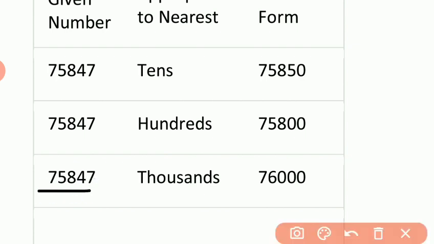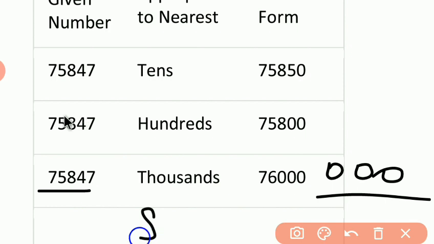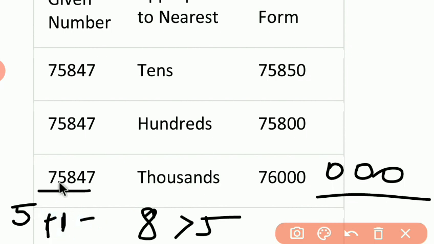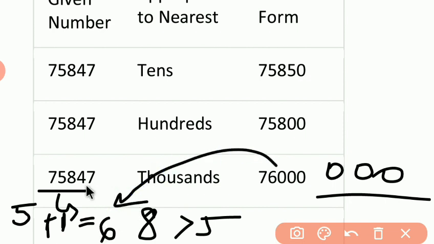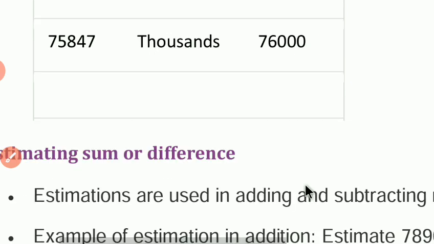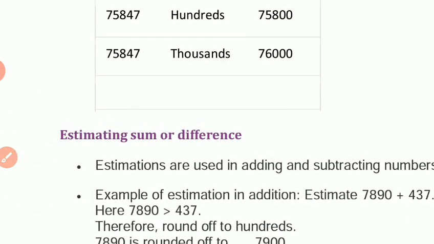Now we have to round off the same number to the nearest thousand. How many zeros are there in 1000? 3 zeros. So the last three digits 847 you have to replace by 3 zeros. Now we have to see its hundreds place. At hundreds place, 8 is given, and it is greater than 5. So by the rule, if the hundreds place is greater than 5, then you have to increase its thousand place by plus 1. So 5 plus 1, 6. So it will be rounded off to 76,000.